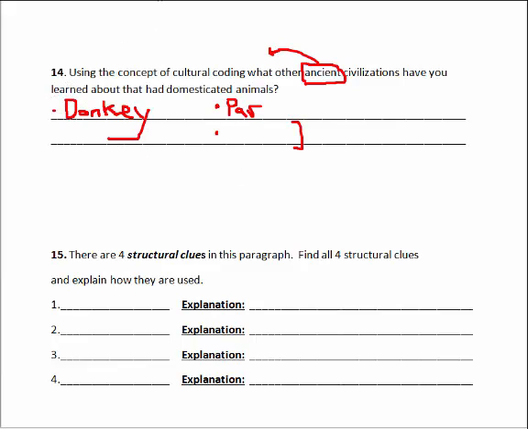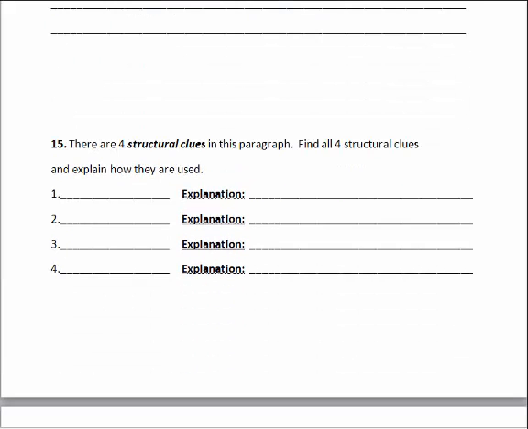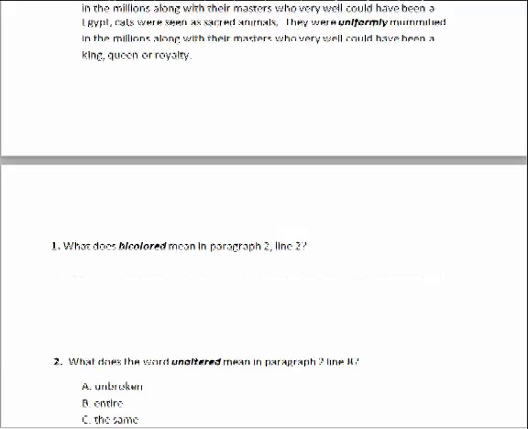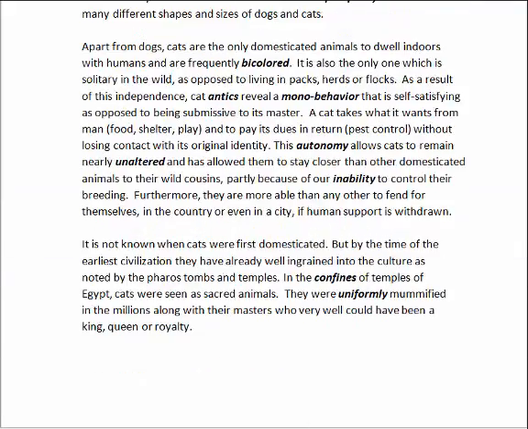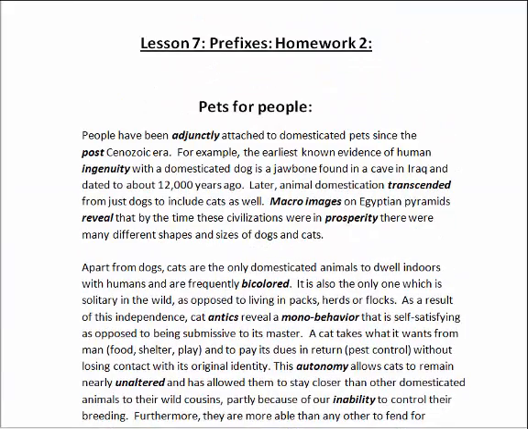Let's go ahead and take a look at problem number 15. It's the structural clues problem here. What we want to do is try and search out the 4 structural clues that are in this particular passage. Let's scroll on up and find them. In paragraph number 1, the first structural clue that my eyes see right away is the word for example. And for example is right there on line 2. That's the first one.